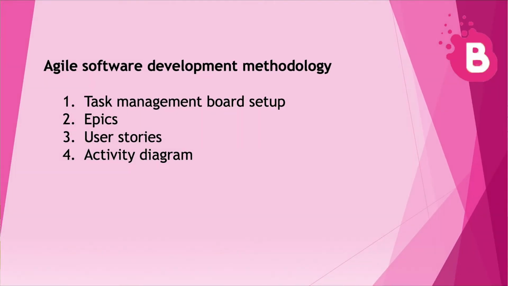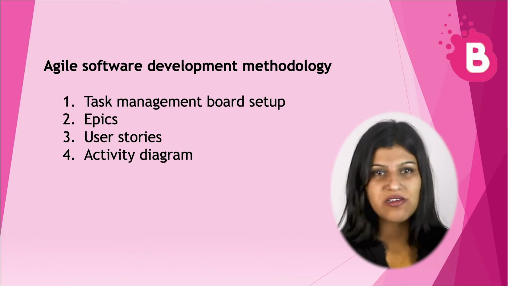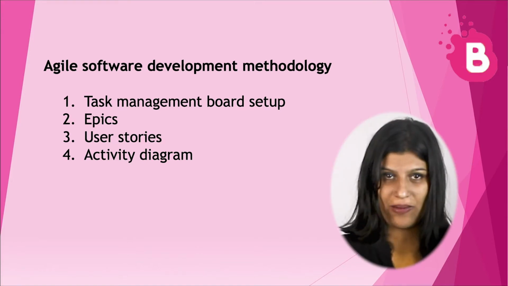After the first stage, there comes the second stage, that is agile software development methodology. It consists of task management board setup, epics, user stories, activity and flow diagram. Agile is a software development methodology to build a software using short iterations of a few weeks so that the development is aligned with the changing business needs.